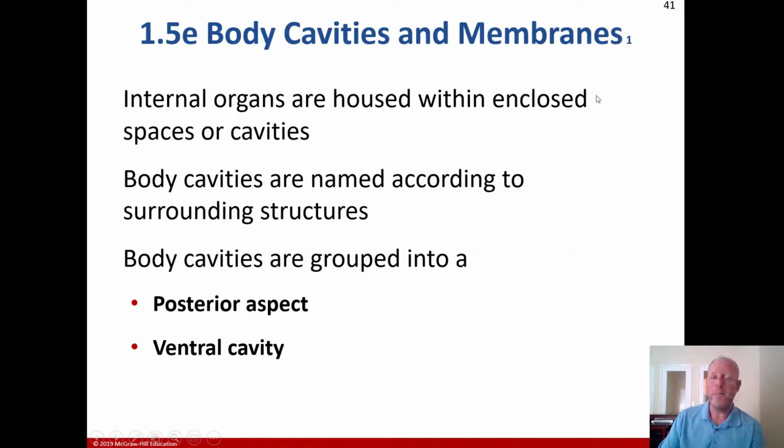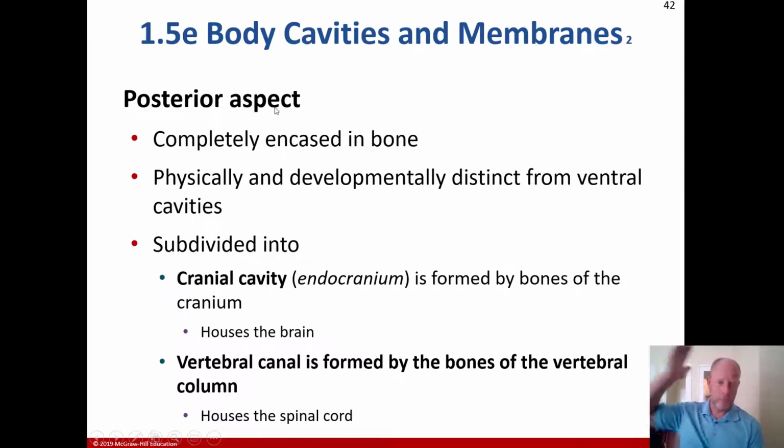As far as body cavities and membranes, the internal organs are housed within enclosed spaces or cavities, all of your internal organs. And these body cavities are named according to the surrounding structures. The body cavities are divided into the posterior aspect and the ventral cavity, right? The posterior aspect, back, right? Completely encased in bone. It's physically and developmentally distinct from ventral cavities.